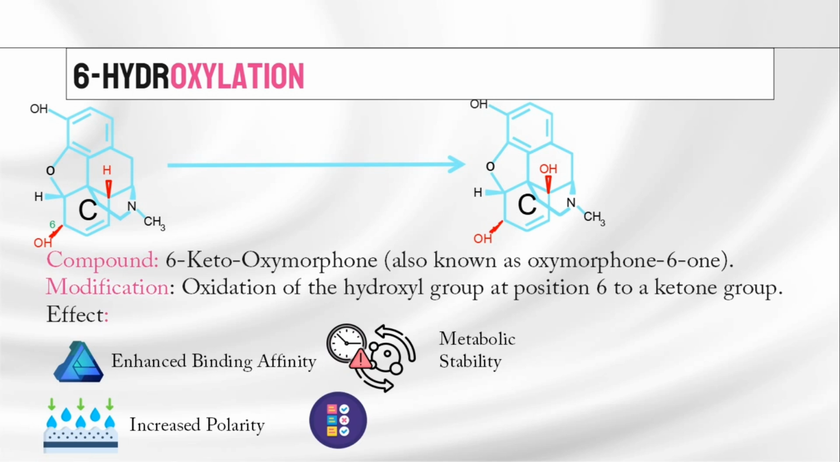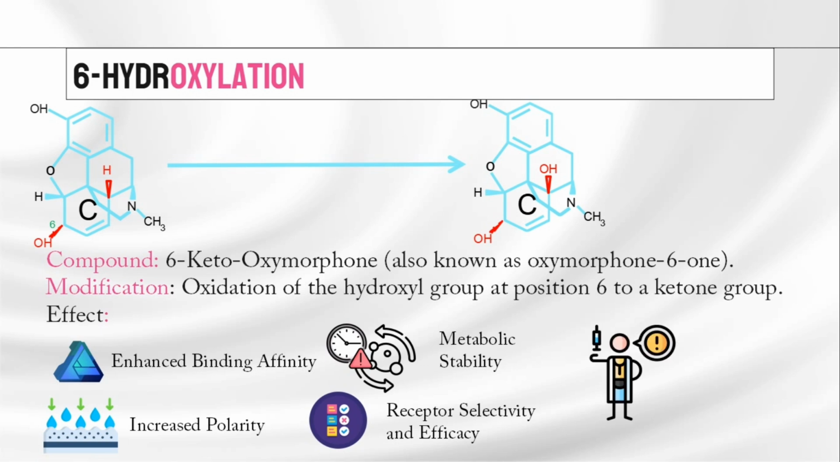4. Receptor selectivity and efficacy. The structural change can induce subtle shifts in the molecule's shape, improving its fit with opioid receptors. Result: increased efficacy in activating receptors responsible for analgesia while possibly reducing interactions with receptors that cause adverse effects. 5. Reduced side effects. Enhanced specificity might lead to fewer side effects like nausea and constipation. Result: improved patient tolerability, making it a more favorable option in pain management.